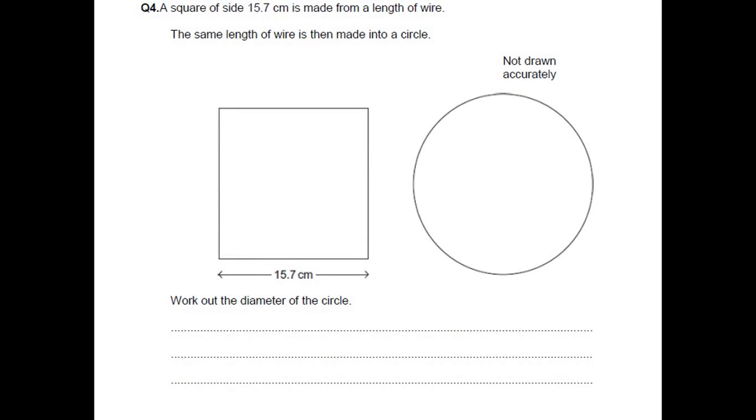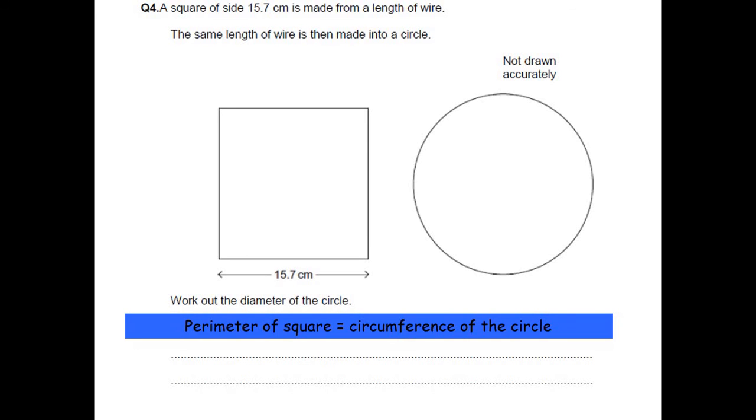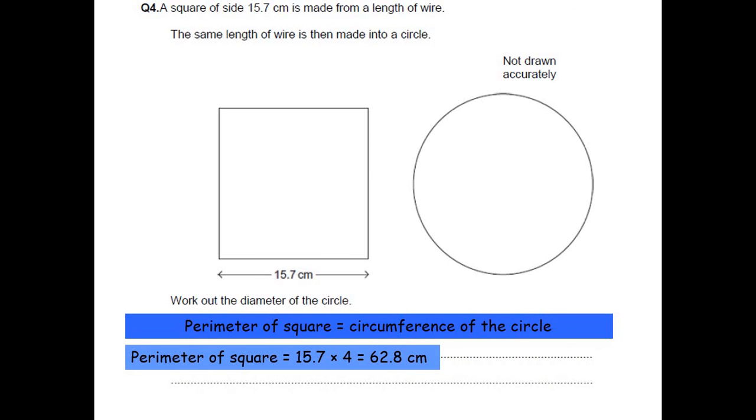Our final question. A square of side 15.7 centimeters is made from a length of wire. The same length of wire is then made into a circle. Work out the diameter of the circle. So the perimeter of the square equals the circumference of the circle. So the perimeter of the square is 15.7 multiplied by 4, because there's 4 of them. You would add 15.7, add 15.7, add 15.7, add 15.7. Another way of writing that is just multiplying it by 4. Gives us 62.8 centimeters.